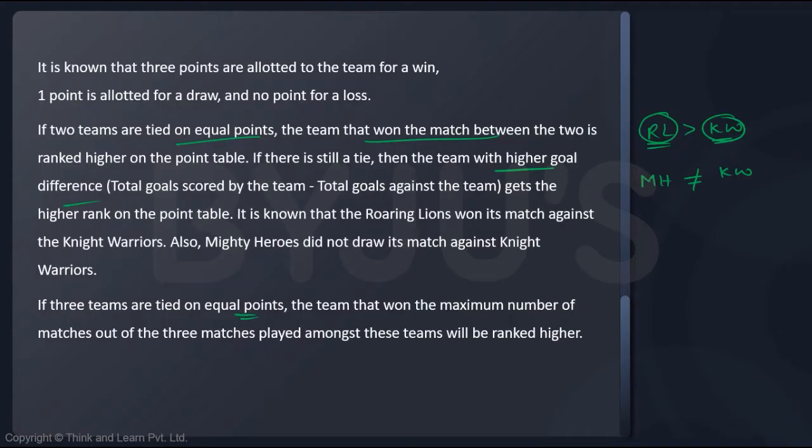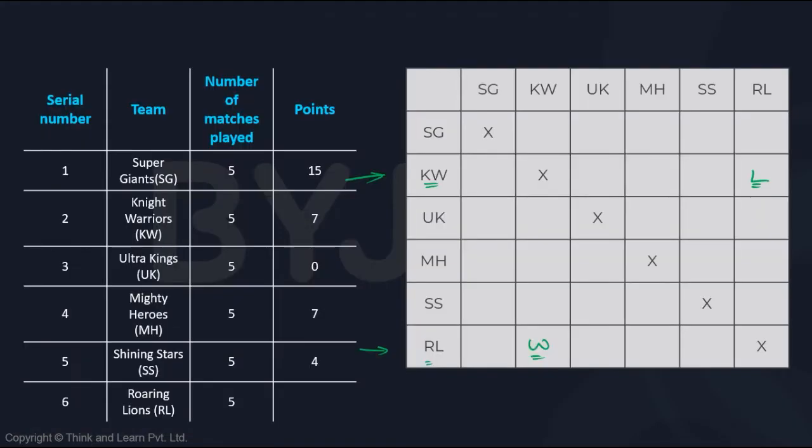And the other thing which is given to us is MH did not draw with KW. So if you look at MH and KW, it is either a win or a loss, and symmetrically it will be loss or a win.